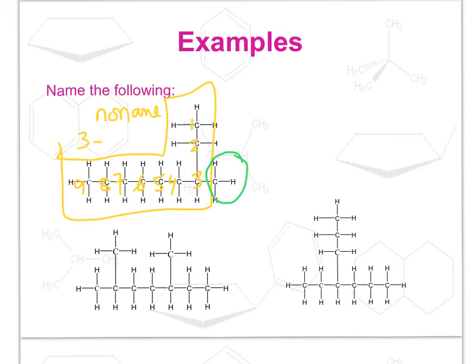I put 3 dash, and then I count how many carbons are in my branch. There's just 1. So 1 would be meth, but it's a branch, so I end it with YL. So my branch is a methyl, and it's coming off of carbon number 3 from the main chain. So now you put the whole thing together. If I name this whole thing, this is called 3-methylnonane.